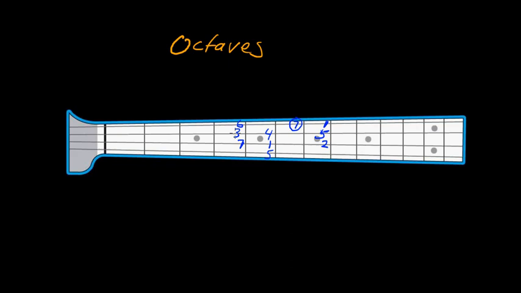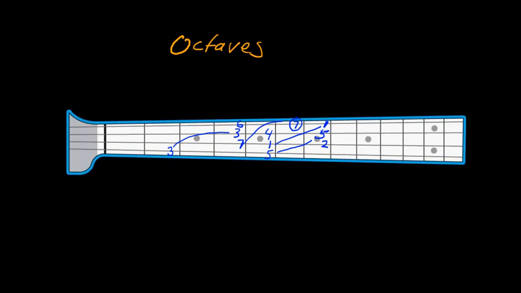Let's try this one. 3. If there's a 3 here, then you can find another 3 by going 1, 2 to the left, up 2 strings. 1, 2. 3 is right there. You see, these are all octaves. 5 and 5, 7 and 7, 1 and 1.